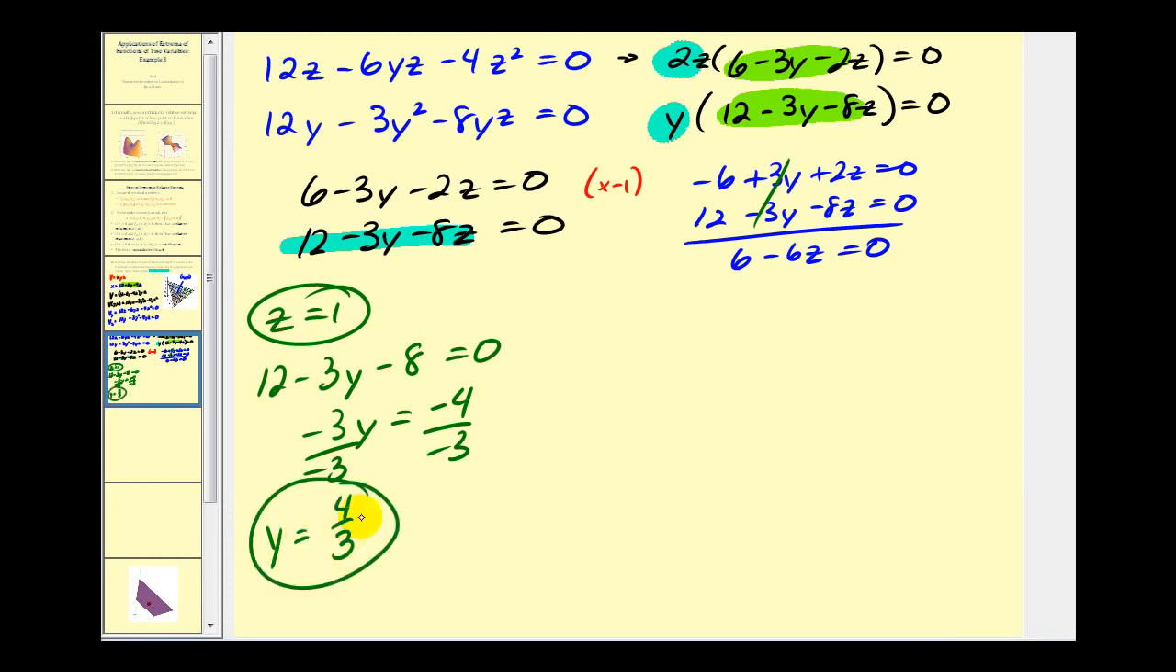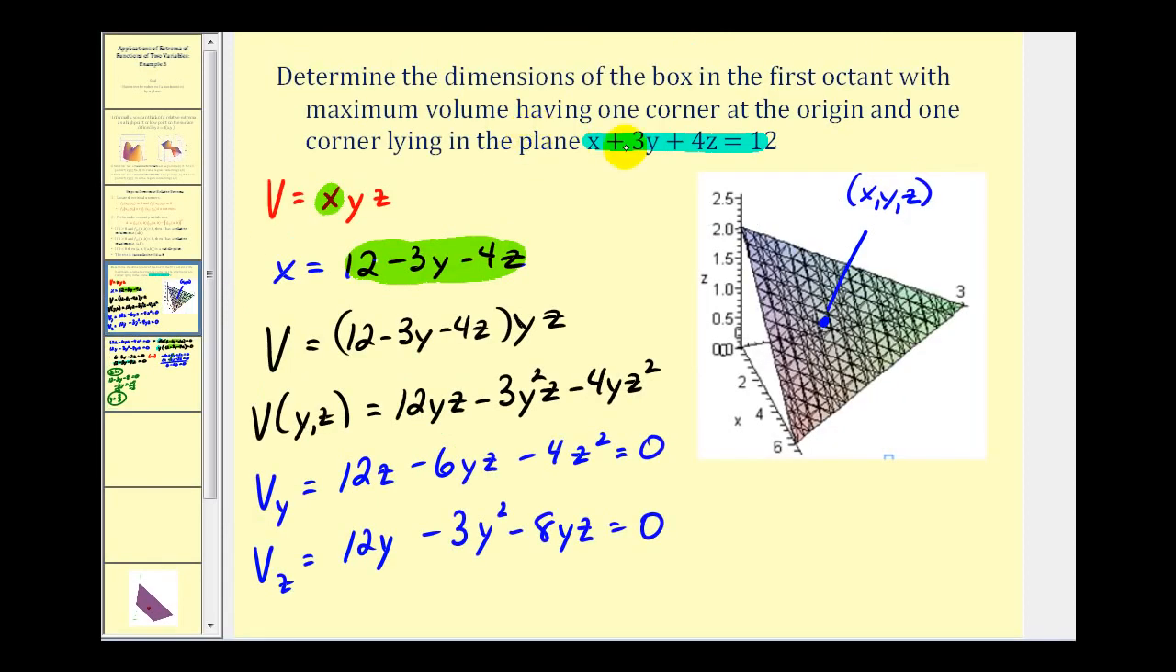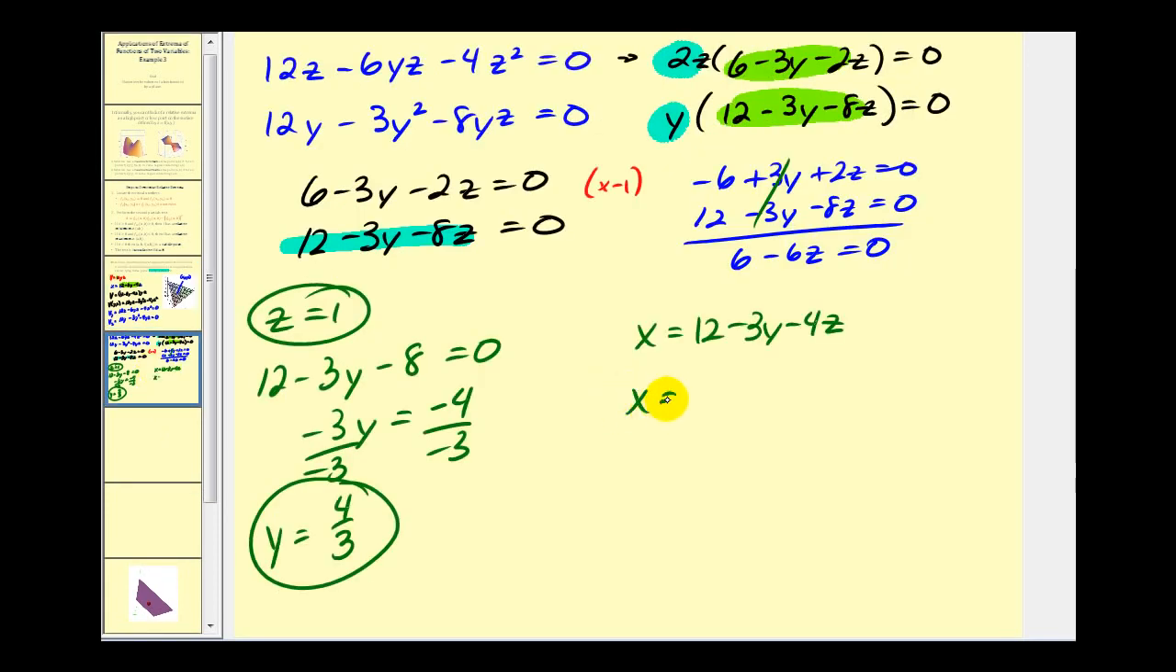Let's also determine the value of x. Going back to the previous screen, remember that x is equal to 12 minus 3y minus 4z. So we have x equals 12 minus 3 times 4/3 minus 4 times 1. So we'll have 12 minus 4 minus 4. That'll give us x equals 4.